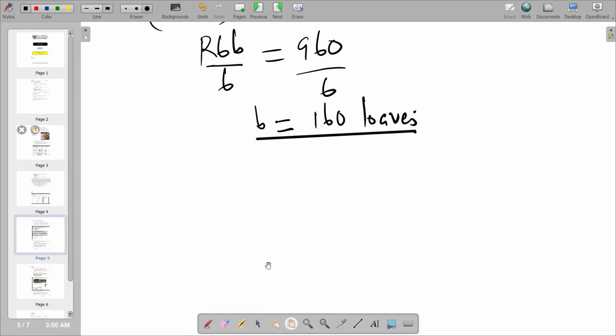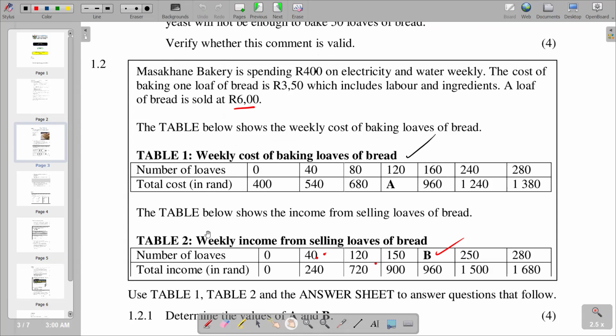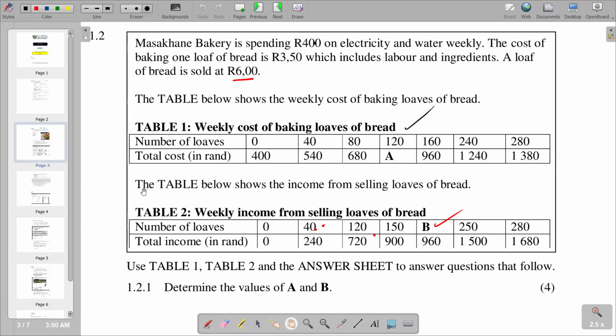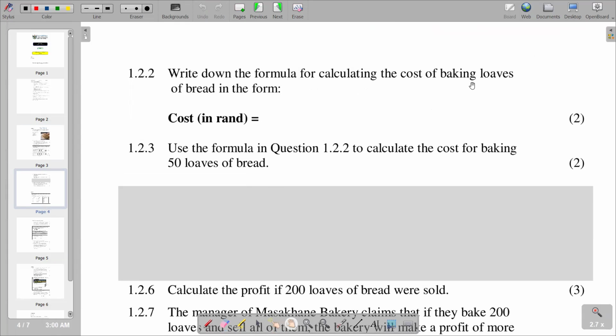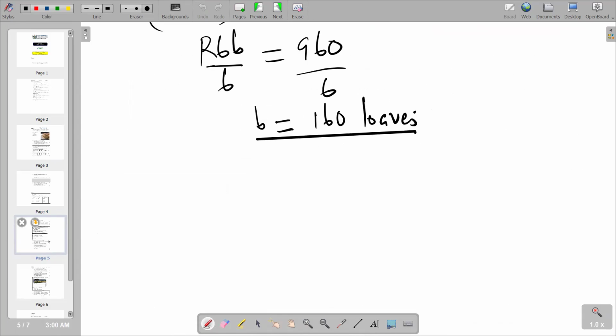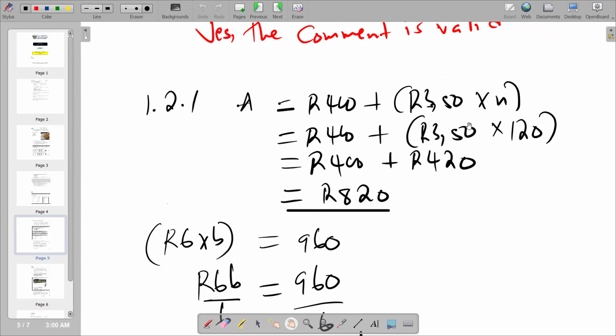Then we move on to the next part of our question, which says write down the formula for calculating the cost of baking loaves of bread in the form cost in rand equal to. Remember, we've already put it down in this part, whereby we said 400 plus 350 times n. So this is the formula that we are referring to. We are just going to express it in that case.